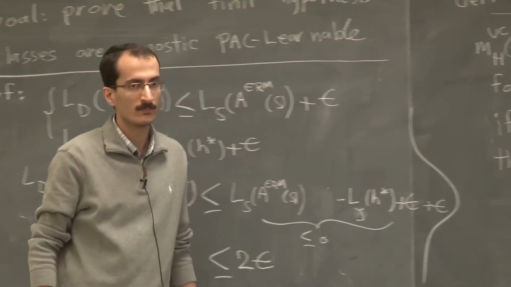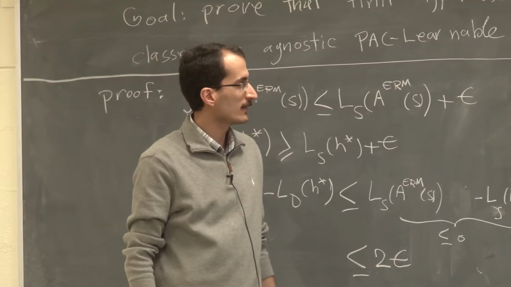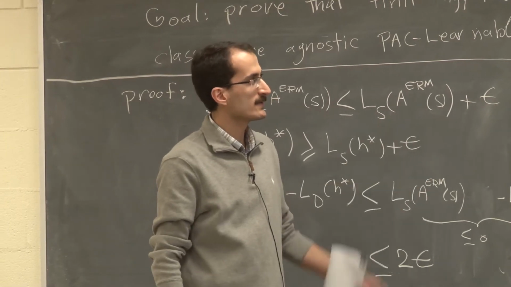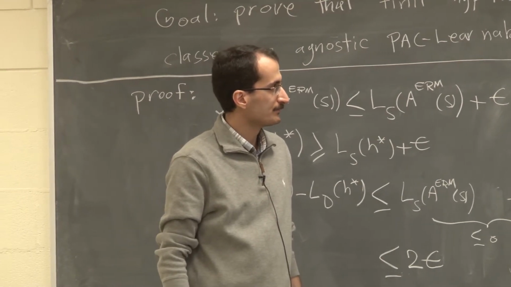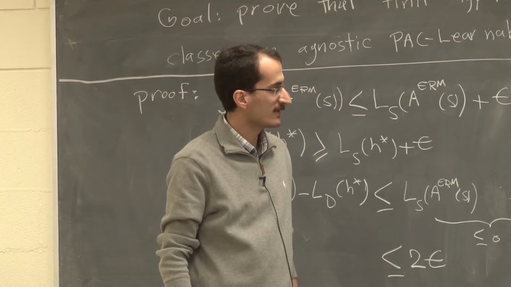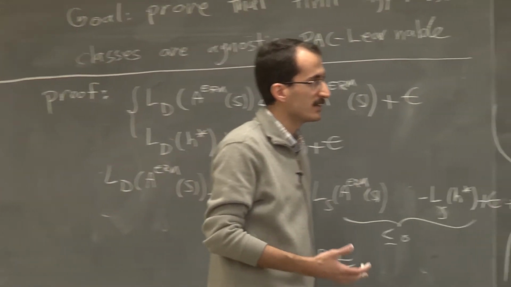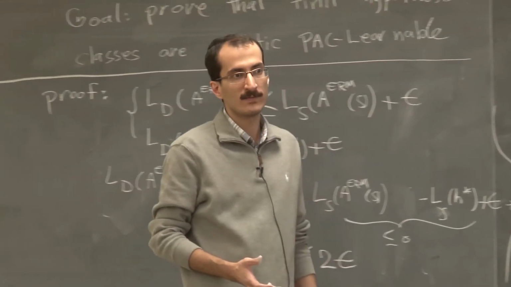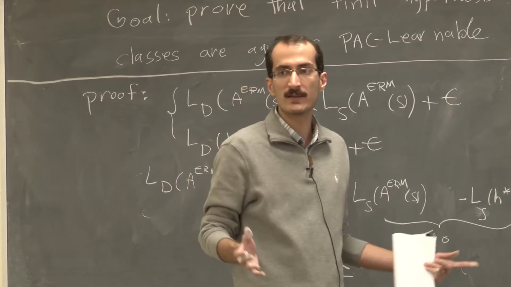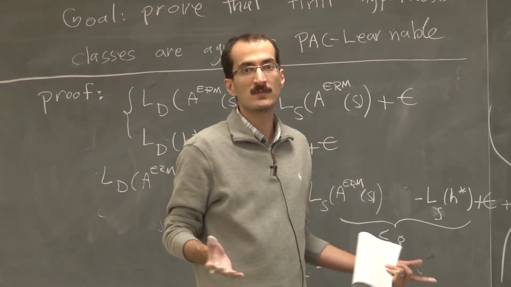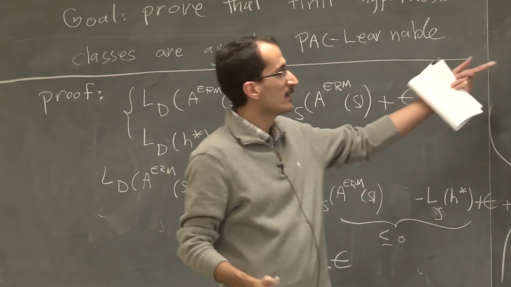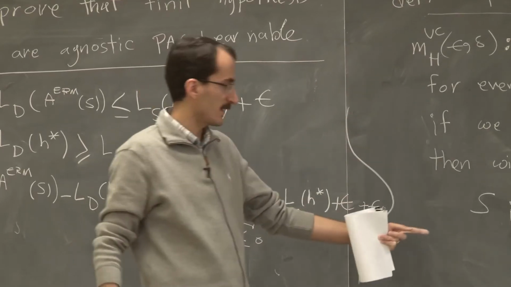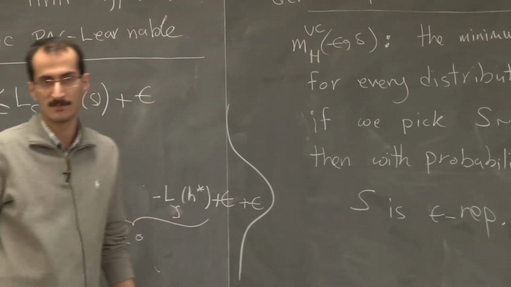So I think this is a very important definition. But it's related to what we wanted here. So we wanted to have large enough samples to make sure that it is epsilon representative. And this defines the same thing. How many samples do I need to make sure that I am epsilon representative?